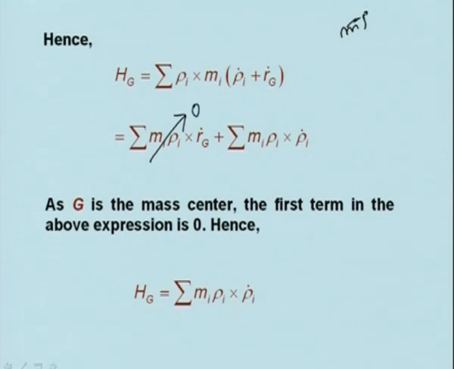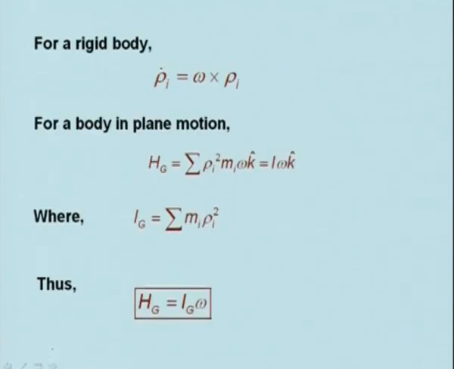Therefore Hg is equal to sigma mi rho_i cross rho dot_i. Now for a rigid body, rho dot_i is equal to omega cross rho_i. Rho_i is the distance of the particle from the mass center, and if we differentiate it, the magnitude remains the same, only rotation is there. So therefore you get omega cross rho_i.